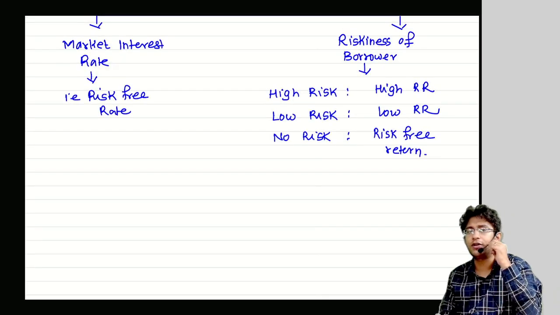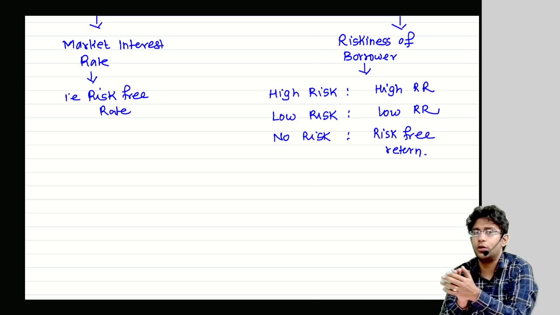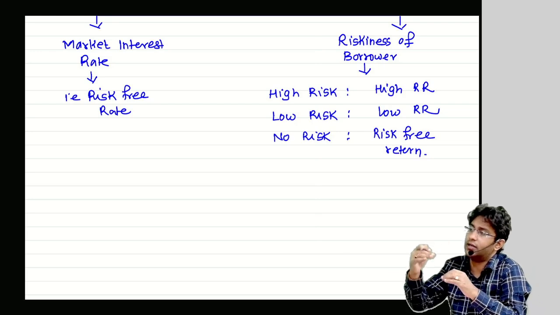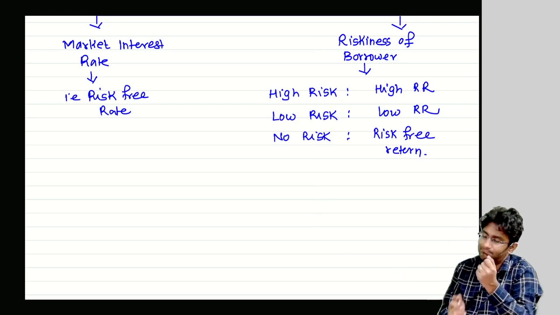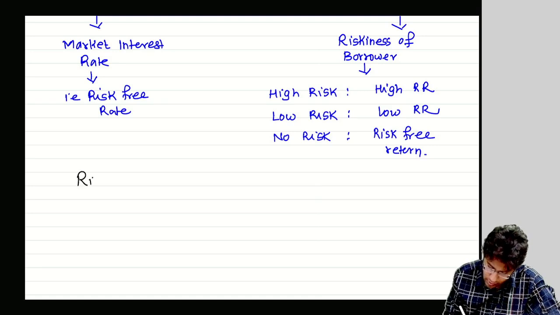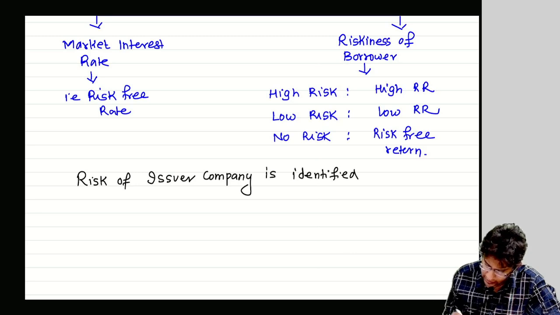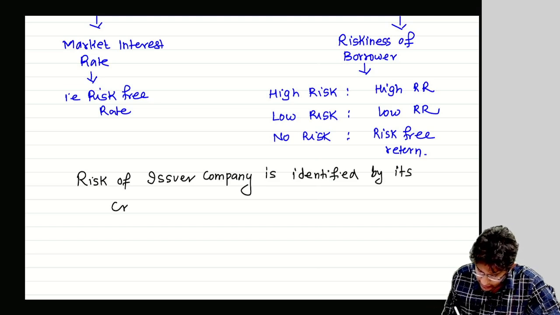Okay. Now, how will you know the risk of a company? If a company is issuing bonds, whether it is risky or not, or if it is risky, how risky it is, how will you know? The risk of the issuer company is identified by its credit rating.